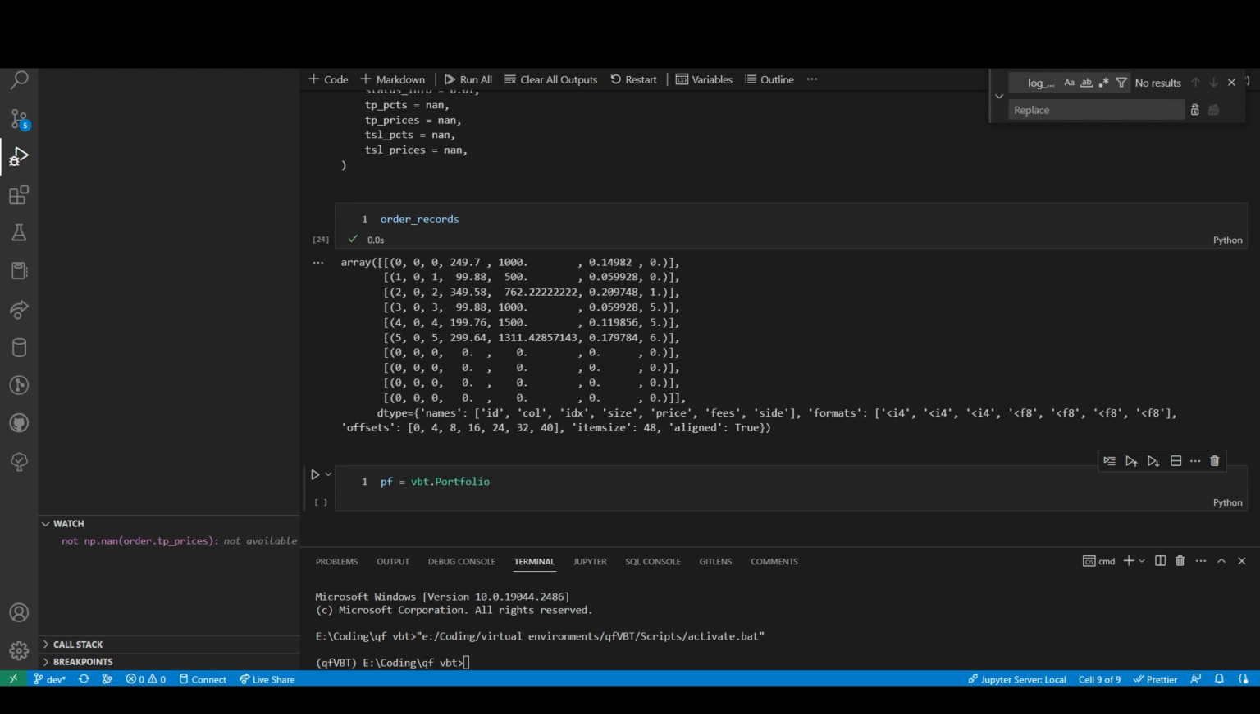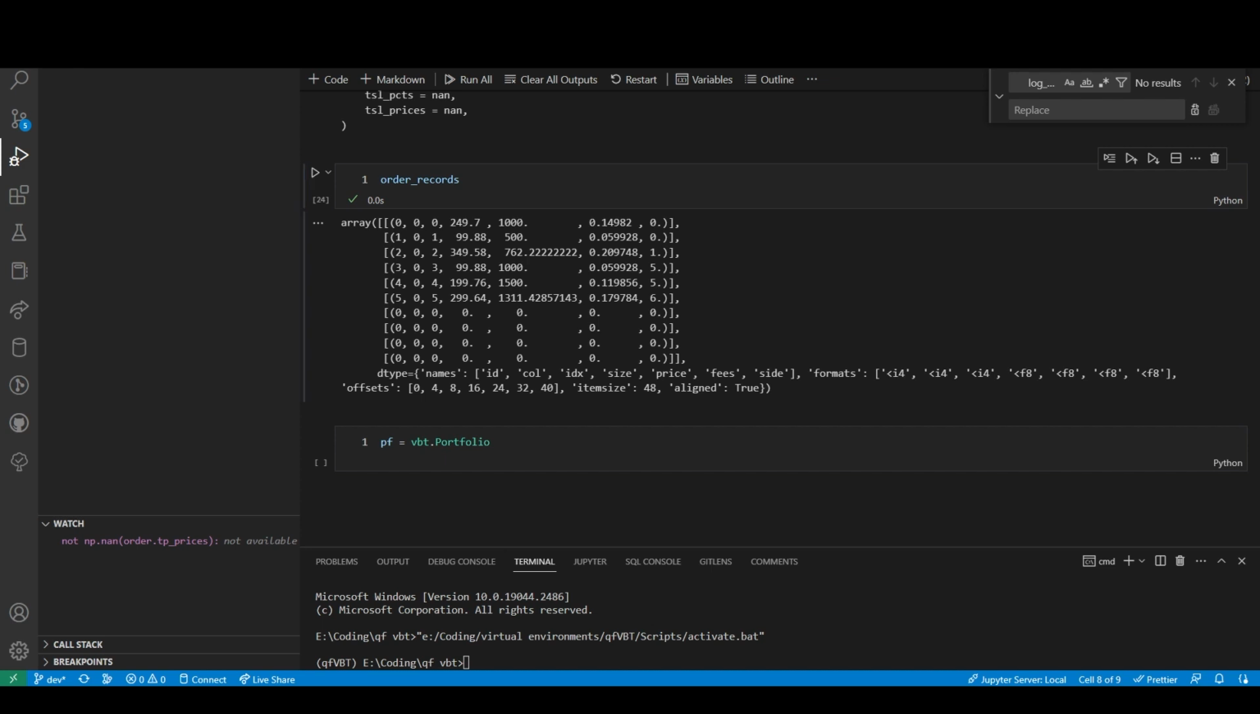Let's see here. Let's see. Where did I? Oh my god. Huh. Wow, wow, wow. This is going to be a pain to deal with, this portfolio thing. But we shall see.